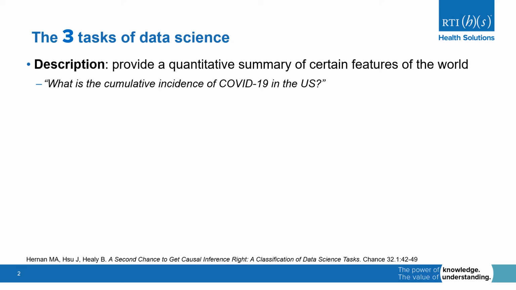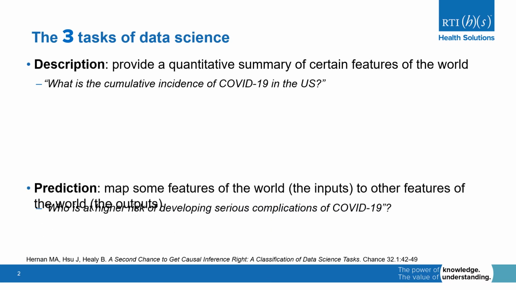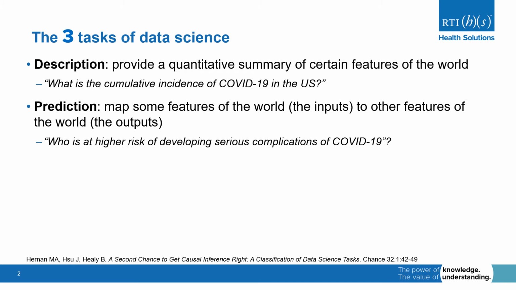The second task of data science is prediction, which consists of using data to map some features of the world to other features of the world. One question that can be answered with prediction is who is at higher risk of developing serious complications of COVID-19? We just have to collect data about patients that have COVID-19 and then map which characteristics might confer them a higher risk of having complications.